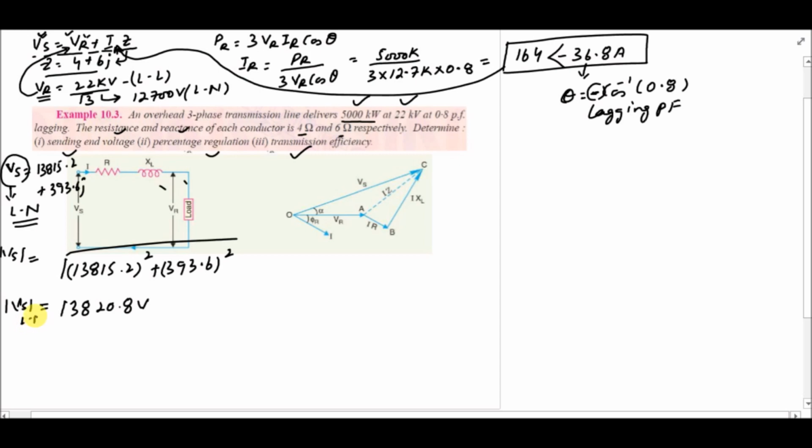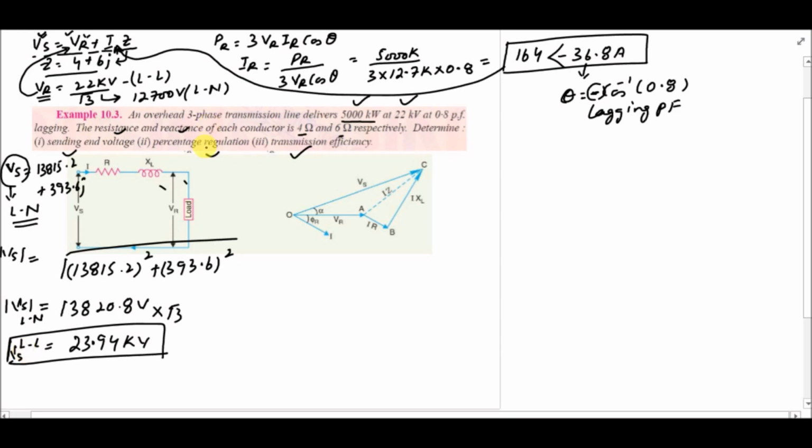This is line to neutral. For line to line value, you will multiply it with root 3, and it will be 23.94 kilovolt. So this is your sending end voltage in line to line quantity.